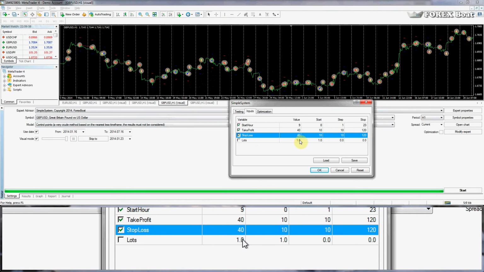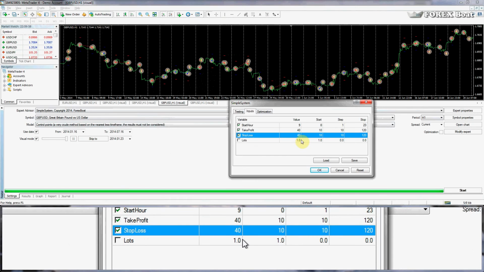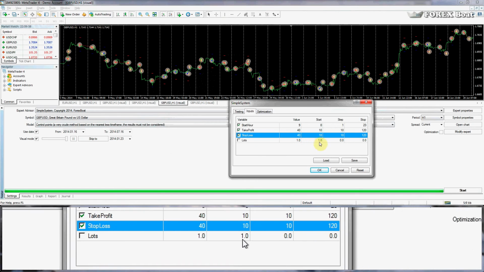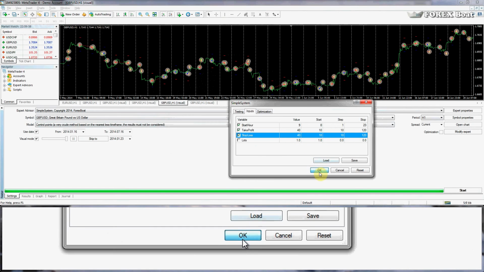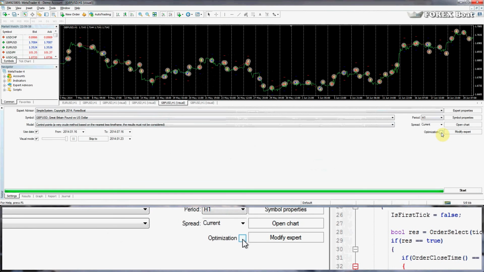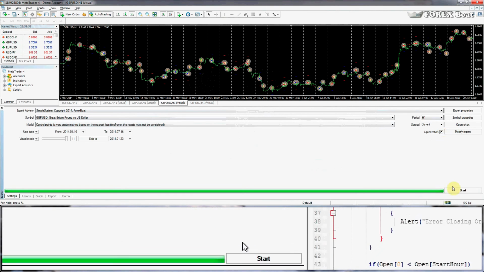We're not optimizing lots because lots just depends on our initial deposit, and we're just going to keep it at one lot. So we'll click OK. Then we'll tick this optimization box here, and then we'll just start.